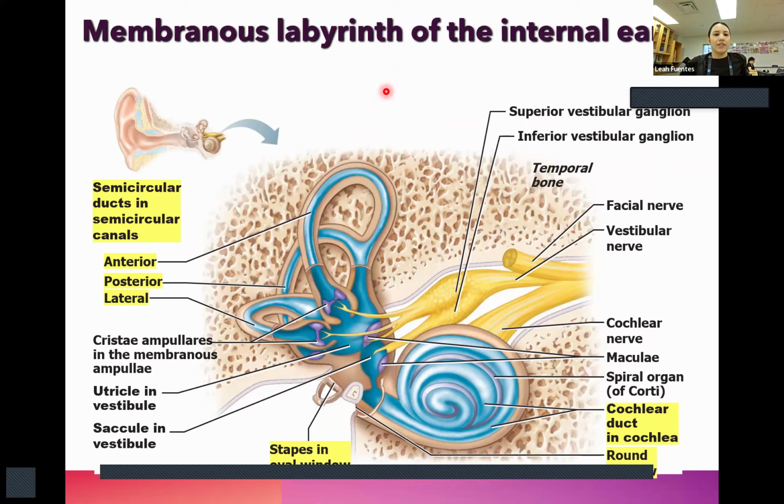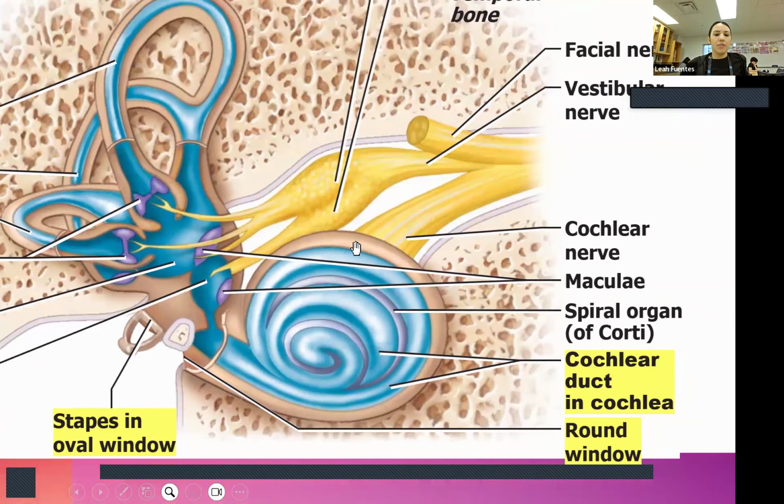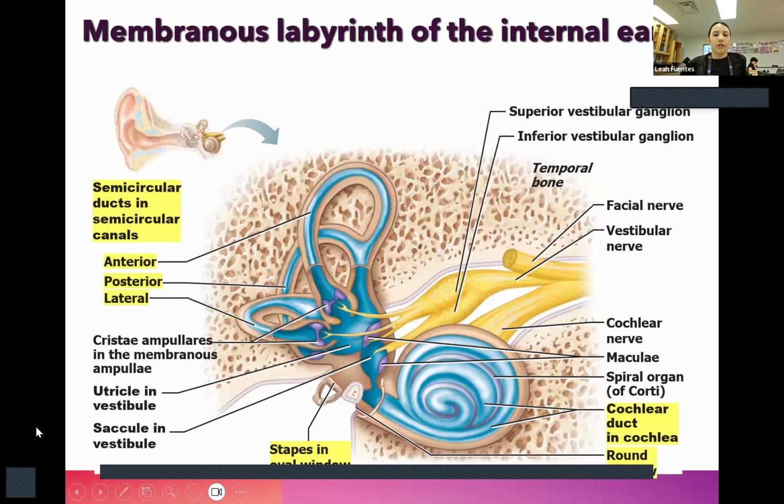And then we start getting into that internal ear. We have our semicircular canals. There is an anterior, posterior, and lateral portion of the semicircular canals, but you're just responsible for knowing semicircular canals. We can see our stapes down here, and this structure here is our cochlea. We will get into more of this anatomy, but we have our vestibulocochlear nerve coming off of here, and as well our facial nerve.